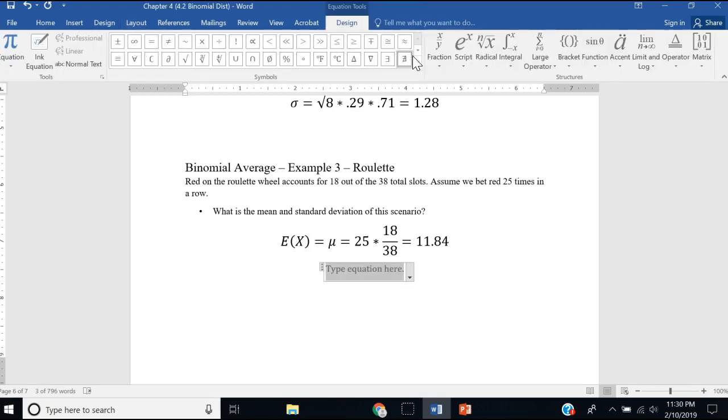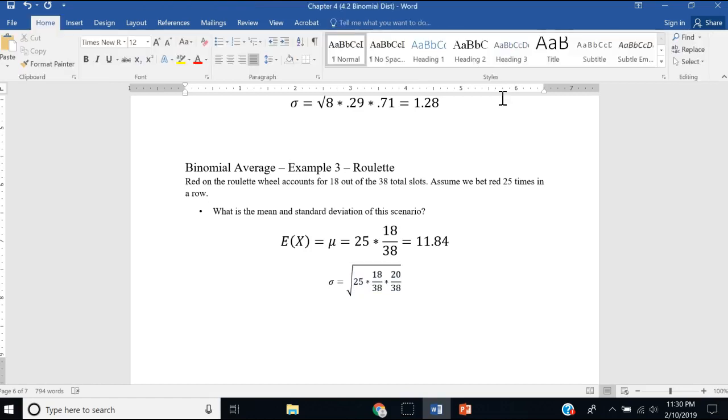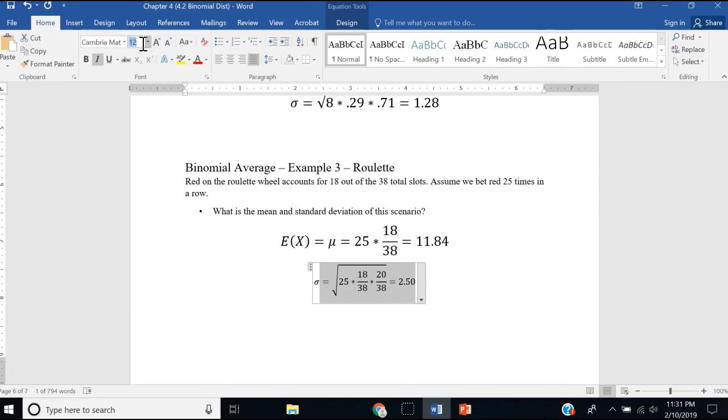And then again, standard deviation would be the square root of 25 times 18 over 38 multiplied times 20 out of 38. Again, I'm using complements there. 18 out of 38 is the complement of 20 out of 38. And this one is 2.4965, and so on. That would round up to 2.50. Okay, so there you have it with the mean and standard deviation of binomial distributions.